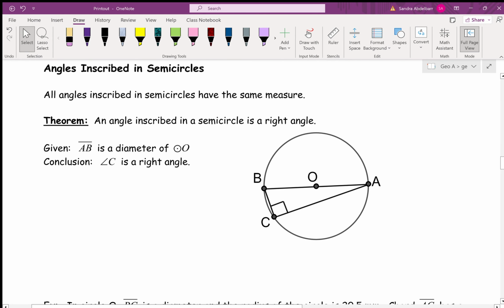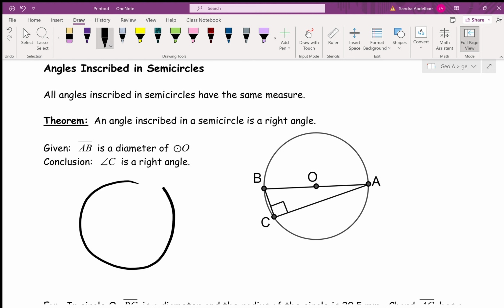All right, let's go to angle inscribed in a semicircle. Well, first you need to remember what inscribed means. An inscribed angle is an angle whose vertex is on the circle, but whose sides are made up of two chords. Just general info, that's an inscribed angle. An on angle whose sides are chords.